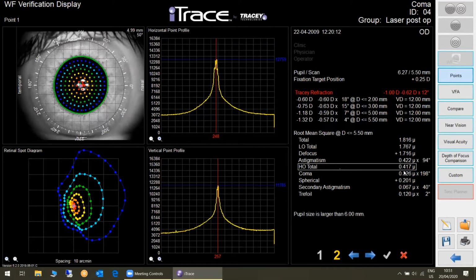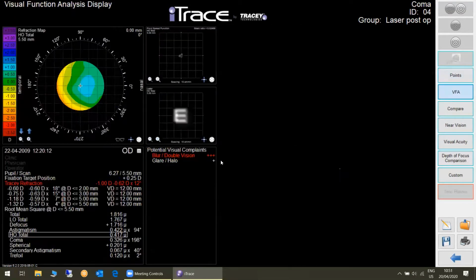The biggest part is again the coma, but also elevated is the spherical aberration. This means blurred double vision and glare halo. This is what the patient would see at 3 millimeters, and this is what comes at 5.5.